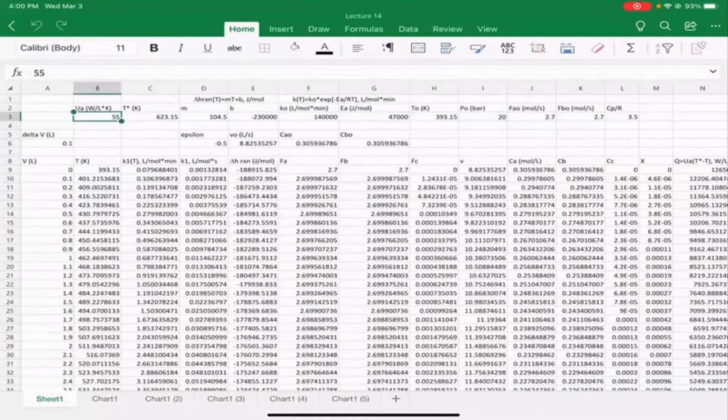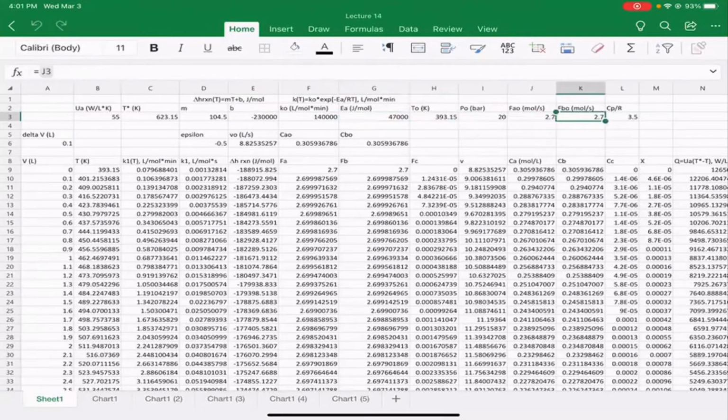So we have the heat transfer coefficient in the units it was given. We have the temperature of the jacket in Kelvin. We have our equation to calculate delta H of reaction at a given temperature. We have our pre-exponential factor and activation energy for our reaction. We have our initial temperature. We have the pressure. We have the initial number of moles.